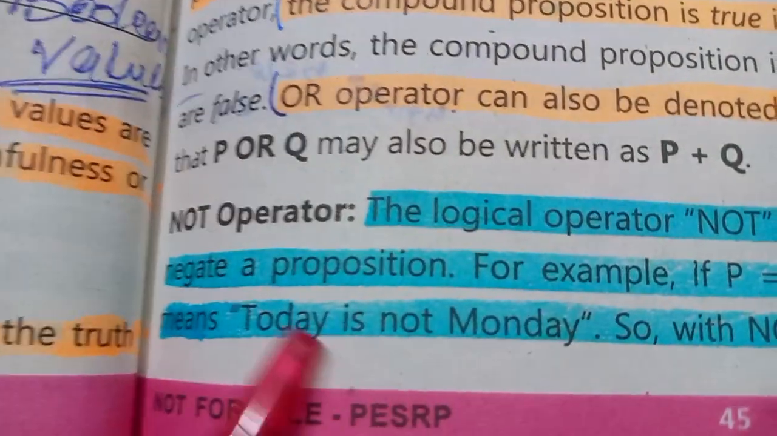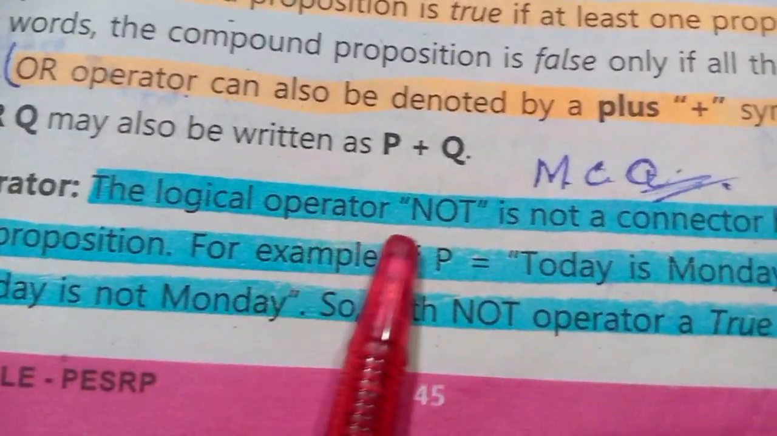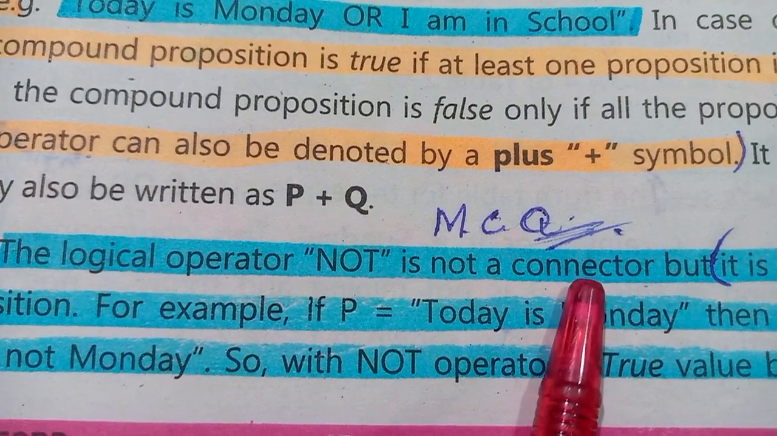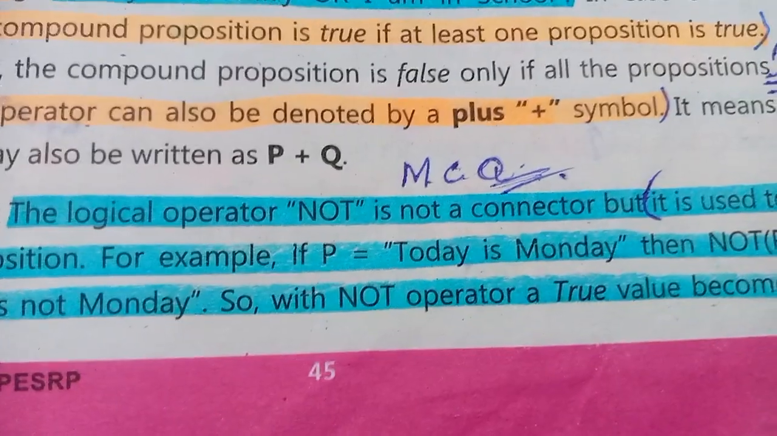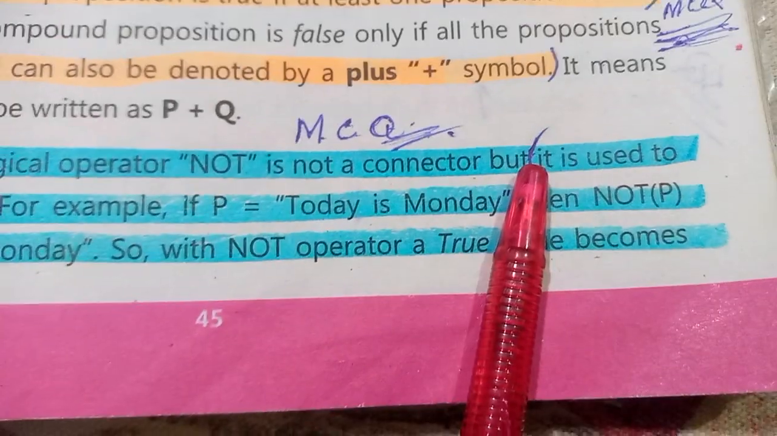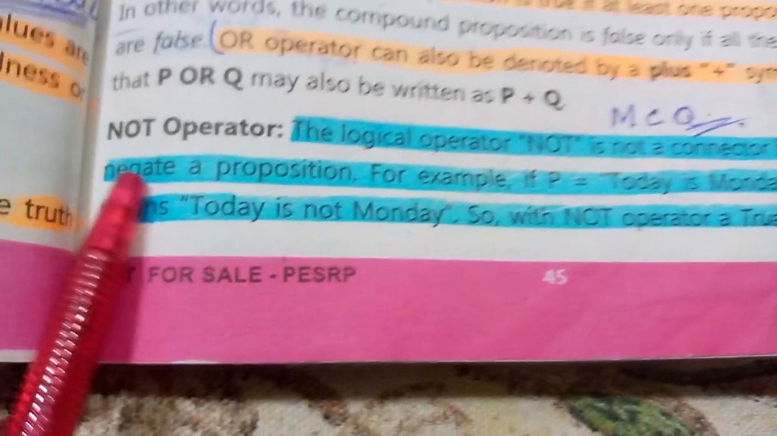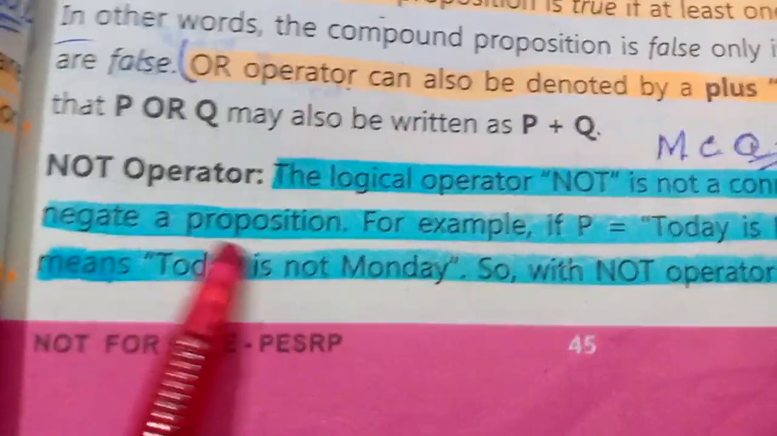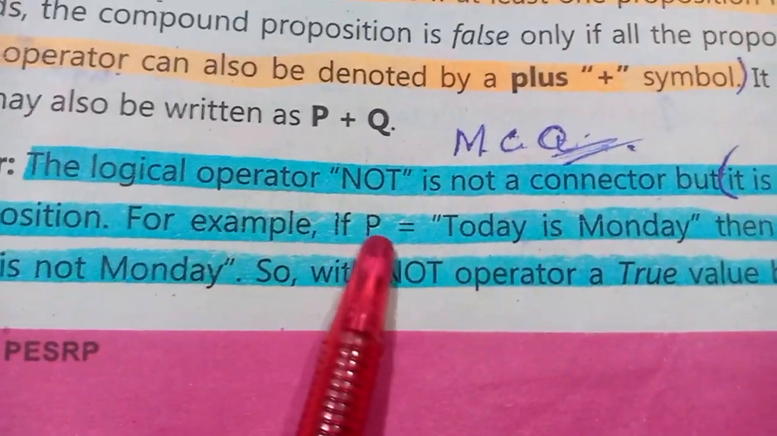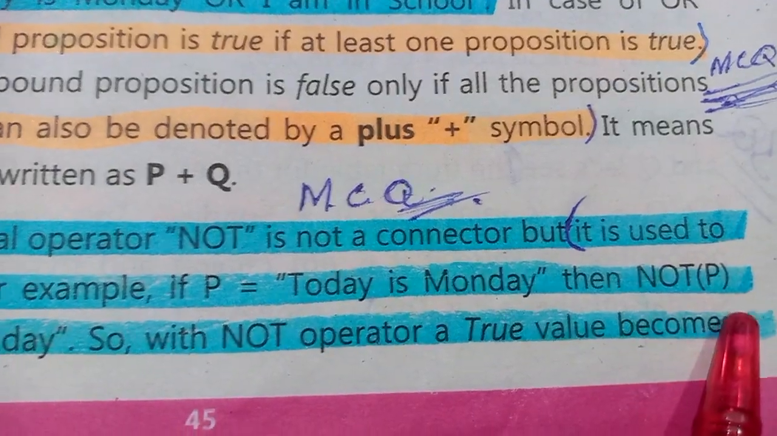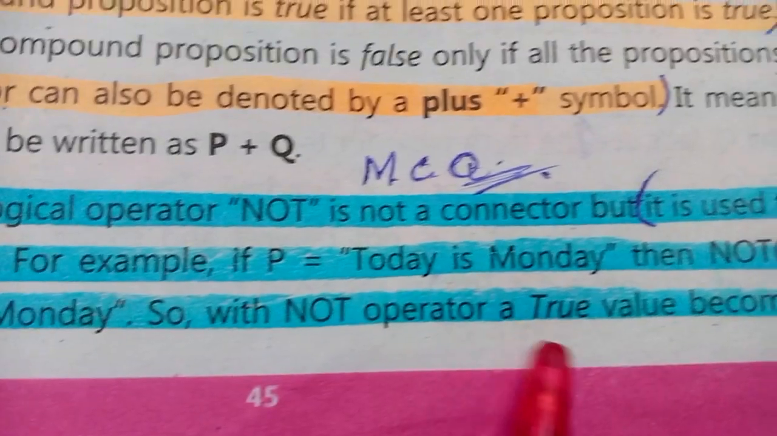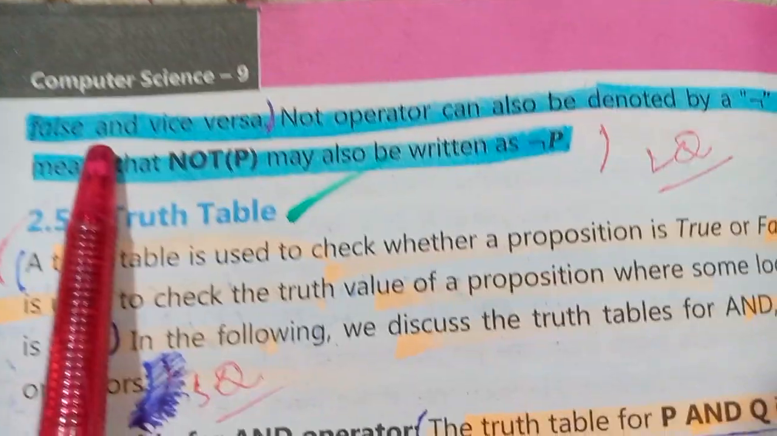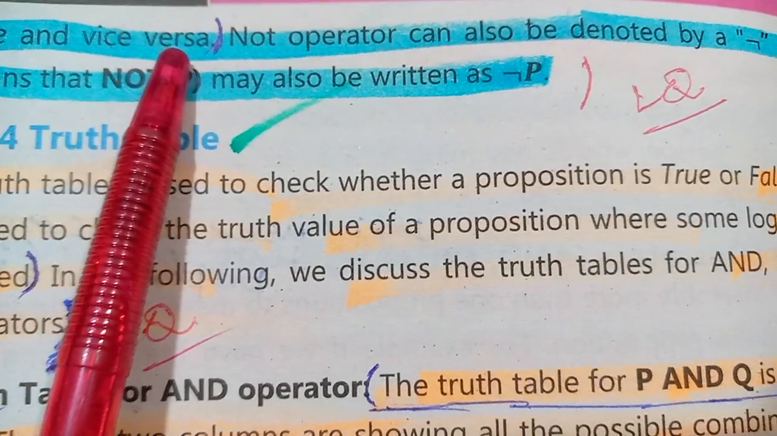After that, the last operator is the NOT operator. The logical operator NOT is not a connector. What do you mean by connector? That is, it does not connect two propositions, but it is used to negate a proposition. For example, if P equals today is Monday, then not P means today is not Monday. So with the NOT operator, a true value becomes false and vice versa.